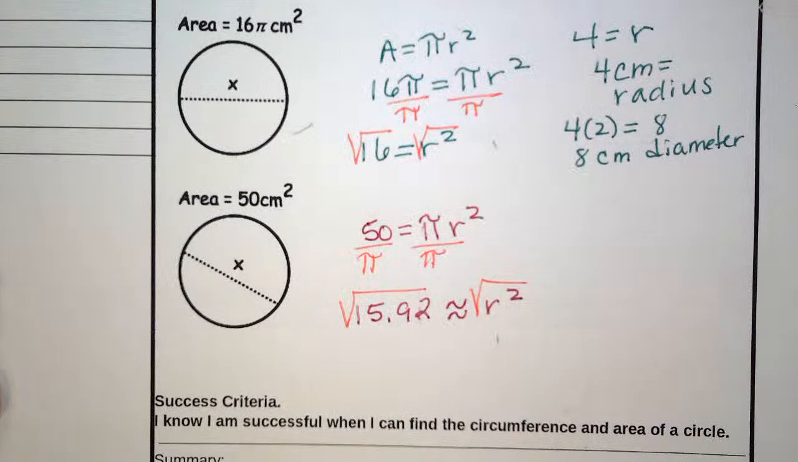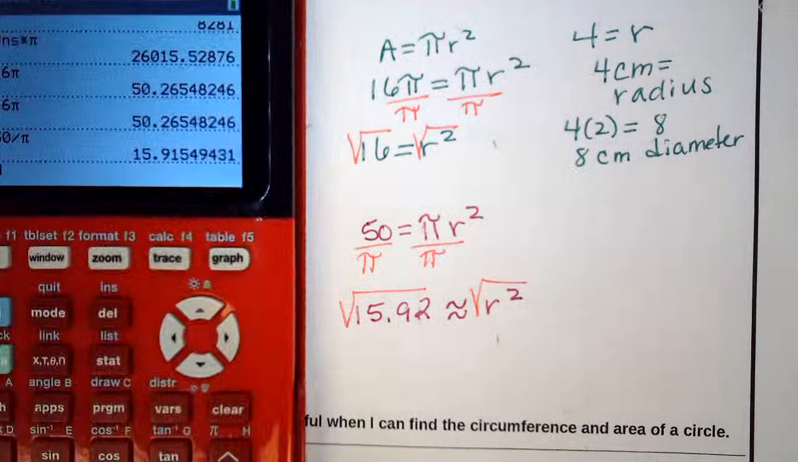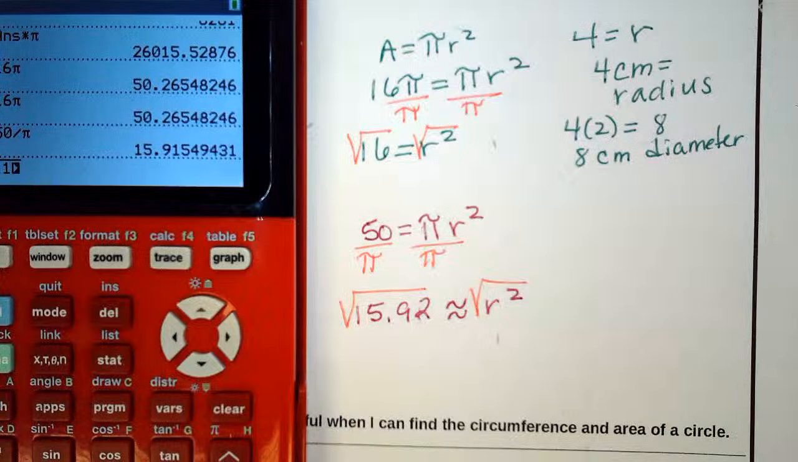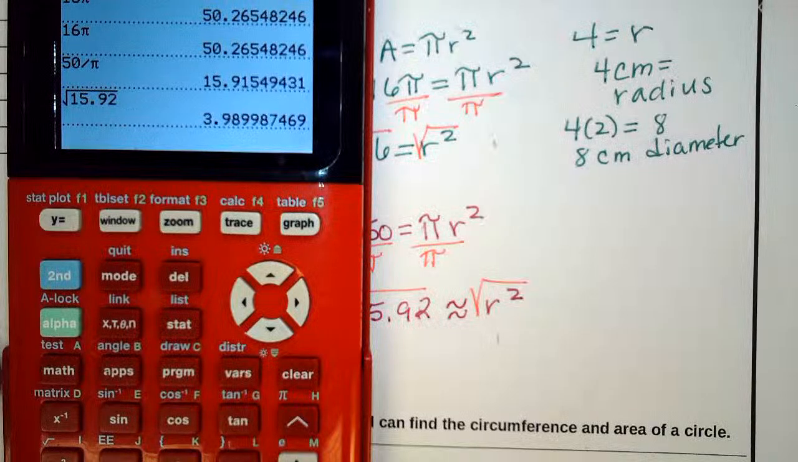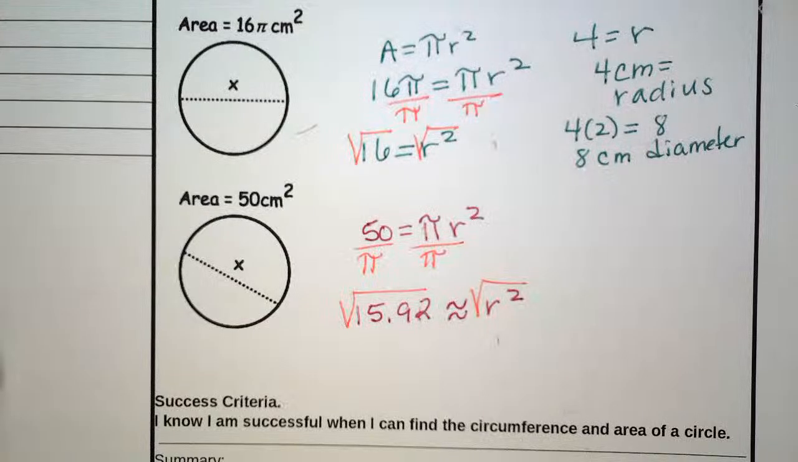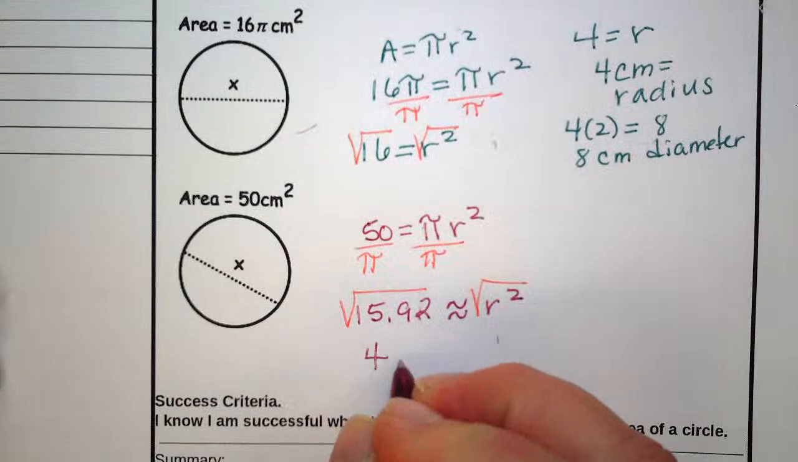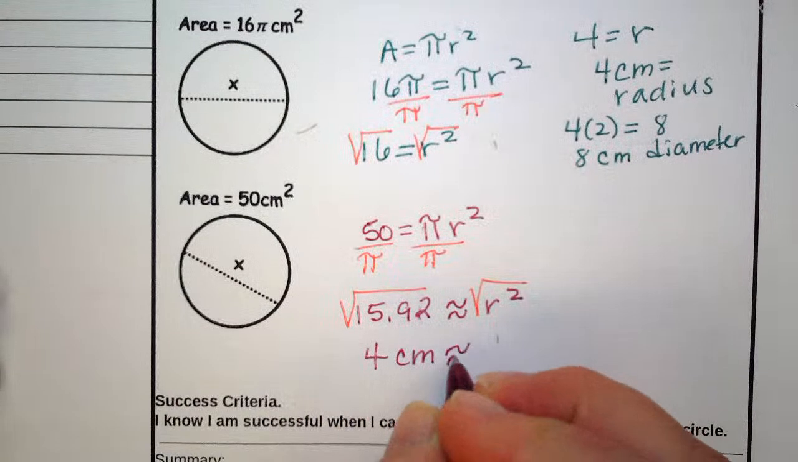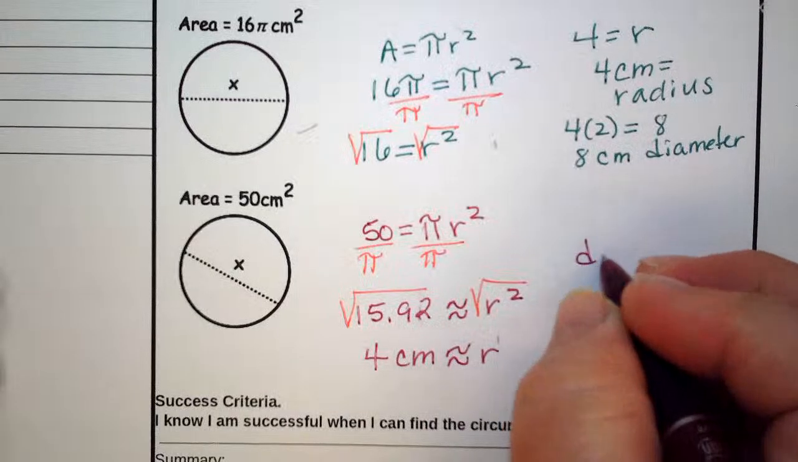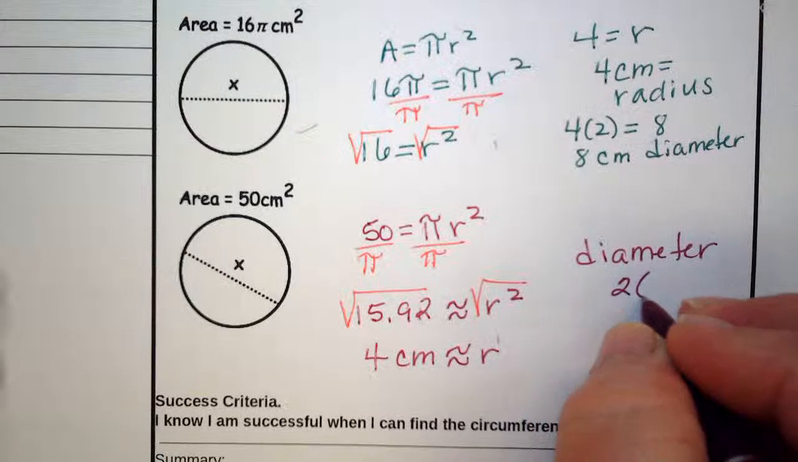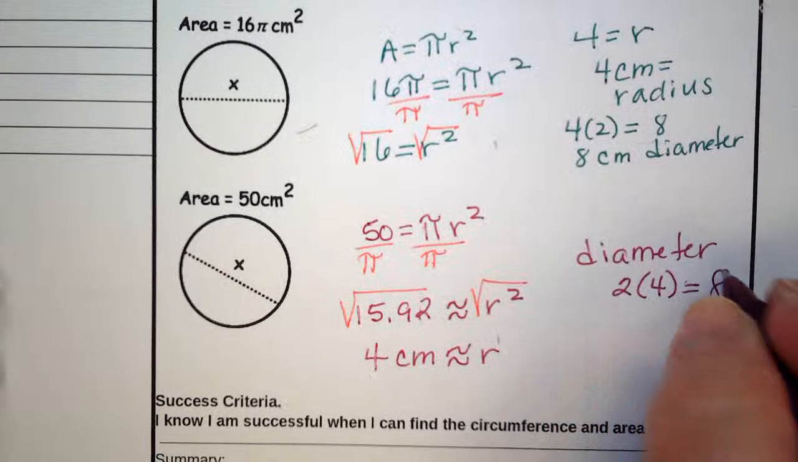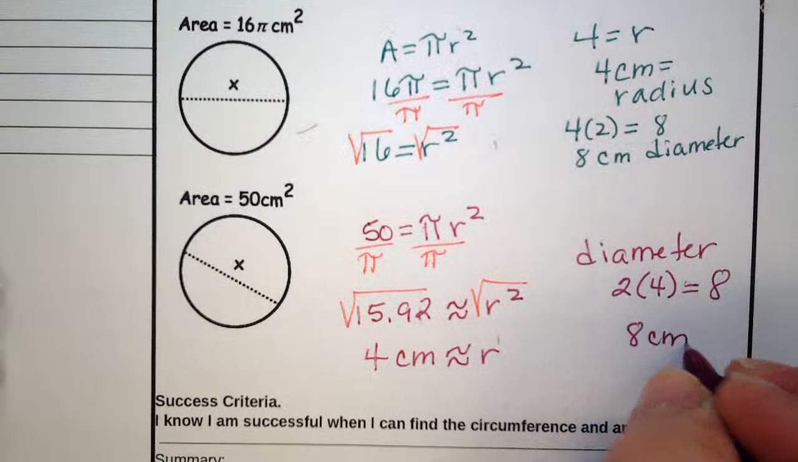This time it's not as nice and easy as the first one. So I get my square root symbol, 15.92, and I end up with 3.98, so that would round up to 4. And that would be 4 centimeters is approximately what my radius is. My diameter, I take 4 and multiply it by 2. That will give me 8 centimeters.